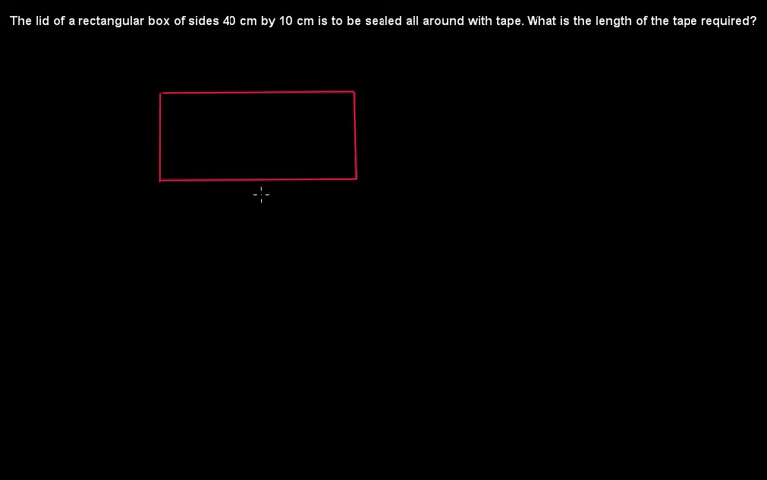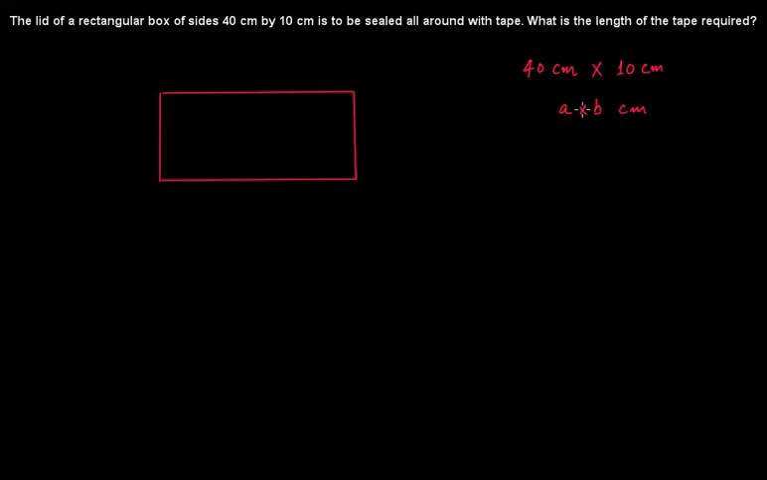So you are looking at the lid, and if you have to seal this portion, the sides of this rectangular box are 40 cm by 10 cm. Always remember, if ever you are given like this, 40 cm by 10 cm, that is 40 cm times 10 cm, this also represents 40 cm by 10 cm, or even let's say simply A by B centimeter.